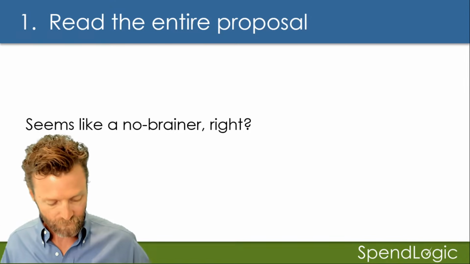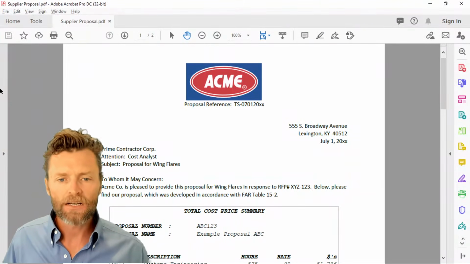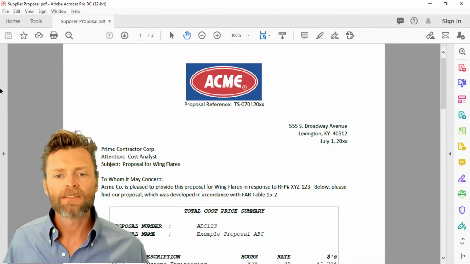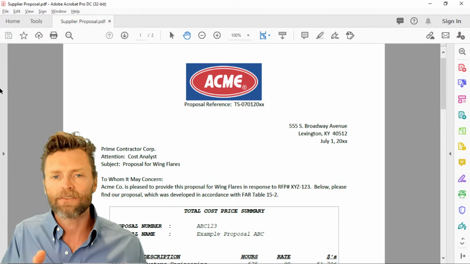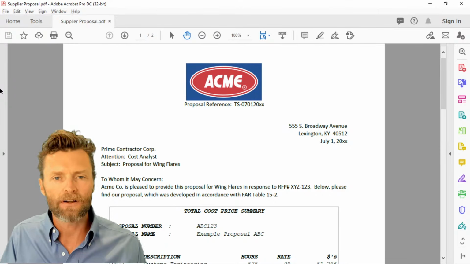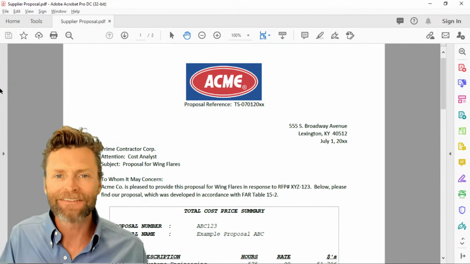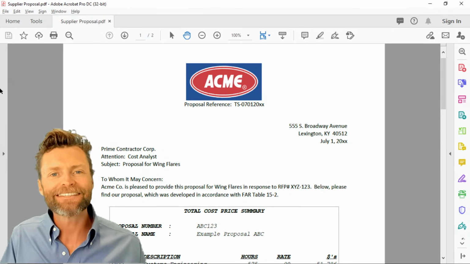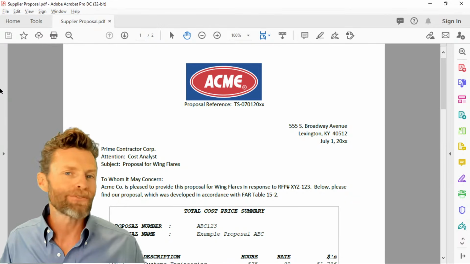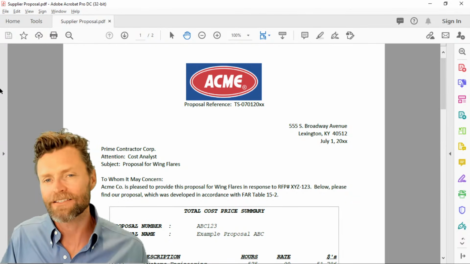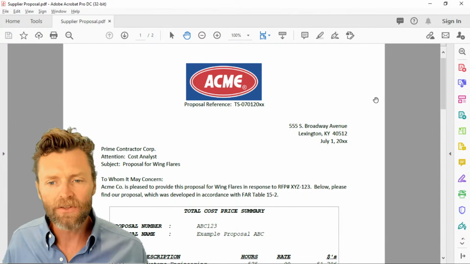in our proposal. So I'm going to pull up a sample supplier proposal, and this should be behind me here. This is from Acme Corp. This is going to be something that we continue through all of our webinars. We're going to use this sample example all the way through, doing kind of a mock fact find and working through the data to create a price analysis or a cost analysis report. So this should look pretty familiar.